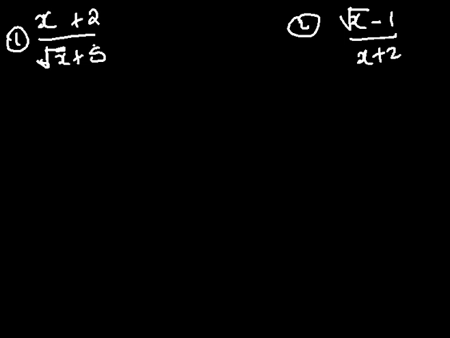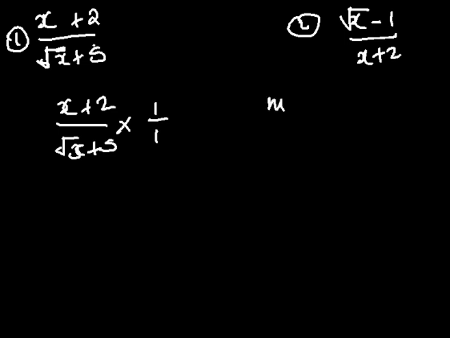Now, in order to eliminate the radical in the denominator, here is the process. You just have to understand that we have (x + 2) divided by the square root of x plus 5. Having this expression is the same as having it times 1 over 1. Generally speaking, if we have m over n, this is the same as m over n times 1 over 1.